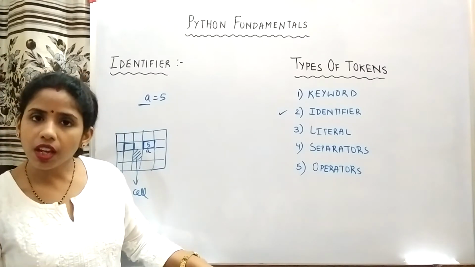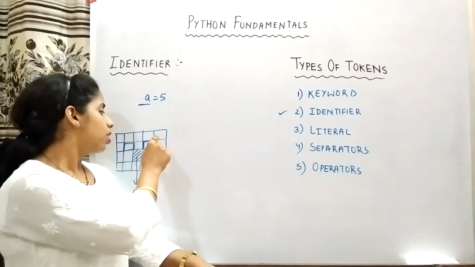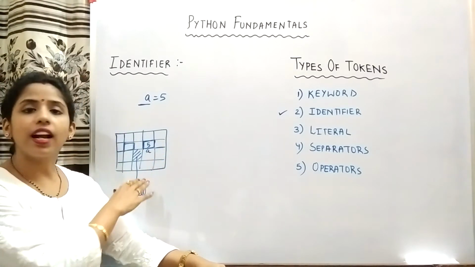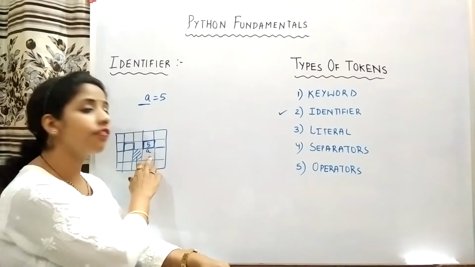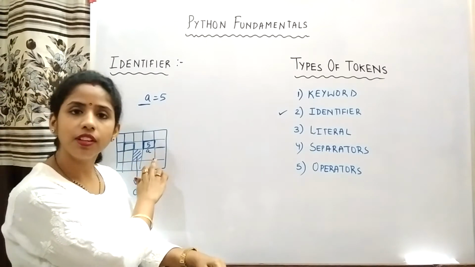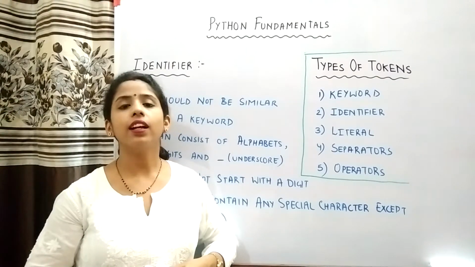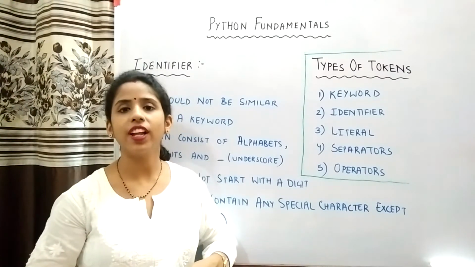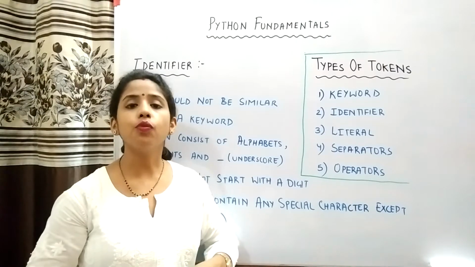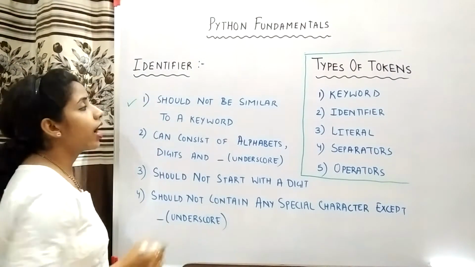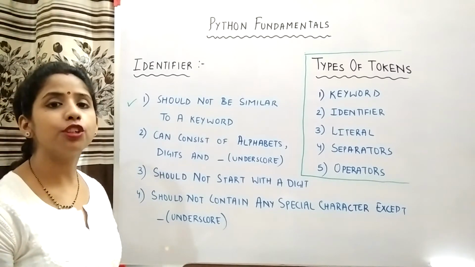And once you give the name, whenever you need to use such a cell, you will make use of the name that you have given. Like I told you, you have to follow certain rules while naming an identifier. So what are those rules?